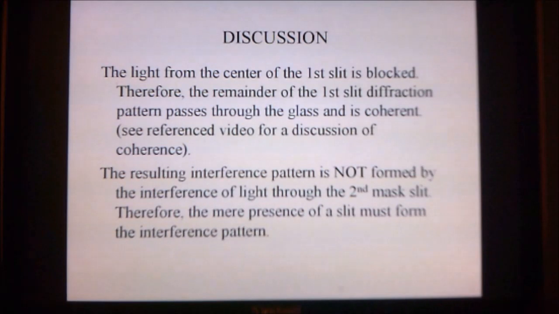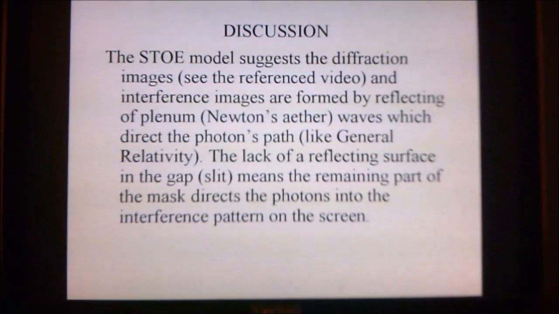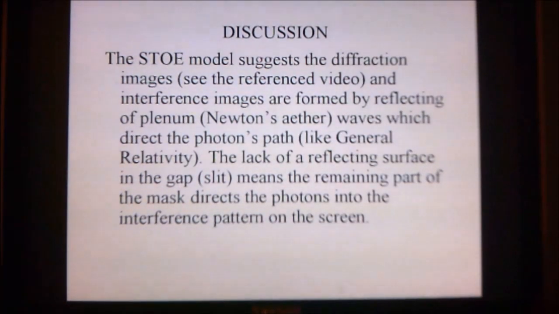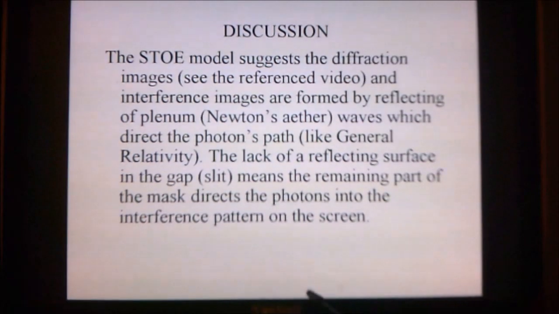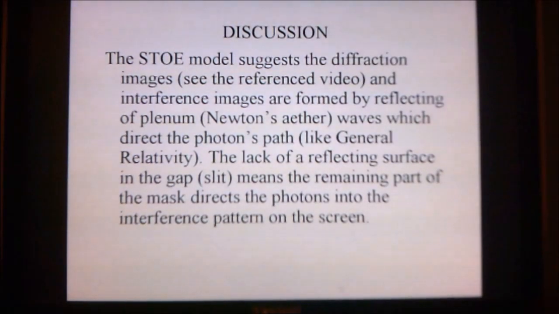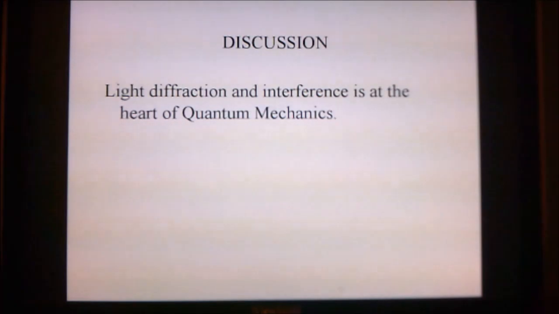Now, traditional science cannot explain this, and wave models of light don't explain this. The Stowe model suggests the diffraction images, you can see the reference video, and the interference images are formed by reflecting the plenum waves, which direct the photon's path, just like in general relativity. The lack of a reflecting surface in the gap means the remaining part of the mask directs the photons onto the interference pattern on the screen. Light diffraction and interference is at the heart of quantum mechanics. But here we've rejected the wave part of quantum mechanics.